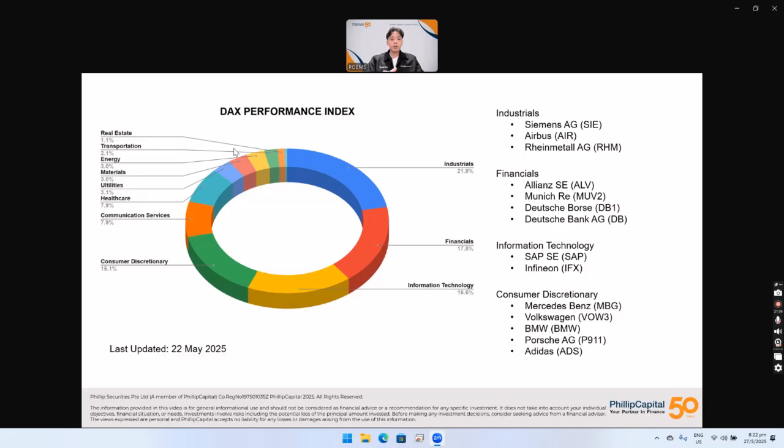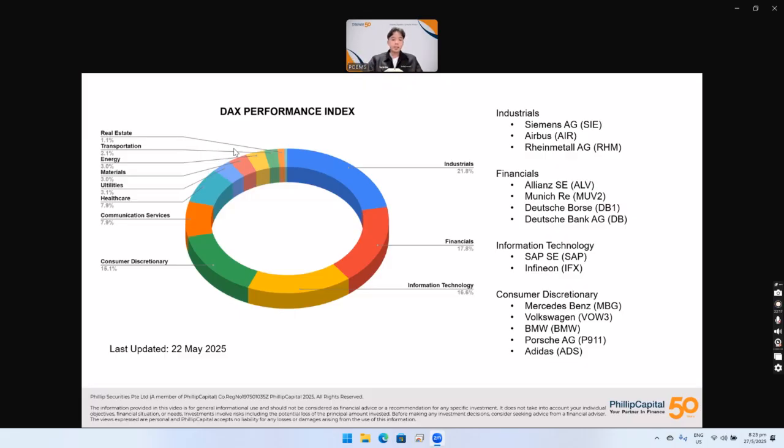So if you are wondering why Germany did so well, it's mainly because of their manufacturing sector. I think even Siemens, SIE, right, did very well for their earnings. So you can do a quick check on their stocks. I believe they did very well. And that's why you see in this DAX performance, right, it actually rose so much because most of the sectors are heavily located in the industrial portion, which is about 21.8%. Last check was about 22nd of May. I tried to update as closely as possible.